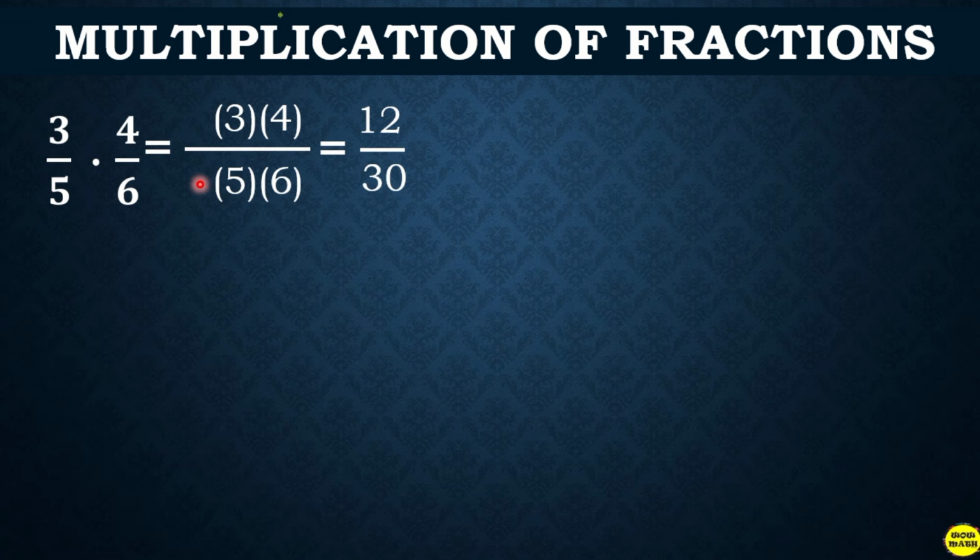Now, sabi, simplify if possible. So, pag sinabing simplify, kunin natin yung lowest term niya. So, since pwede pa natin to i-divide by, saan natin siya pwede i-divide? By 6. So, 12 divided by 6 is 2. And then 30 divided by 6, that is 5. So, therefore, our final answer is 2/5.